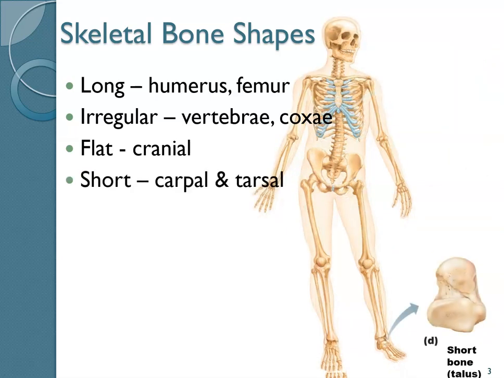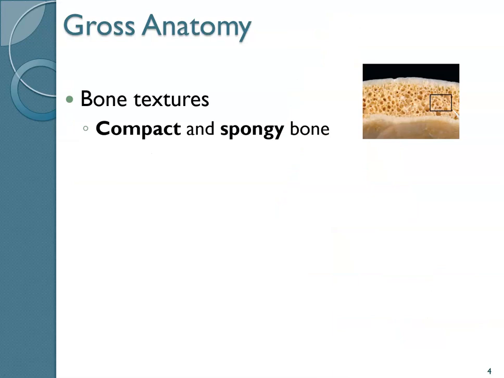Then the last one is short. As the name suggests, the length is not very long. It is short. The wrist and the ankle bones, so carpals and tarsal bones, are within this group. In terms of bony texture, we have two histological variations: compact bone and spongy bone.